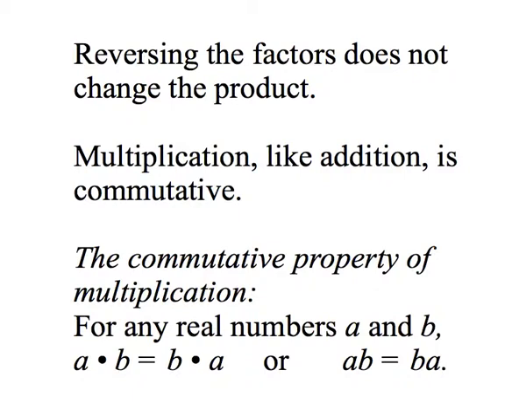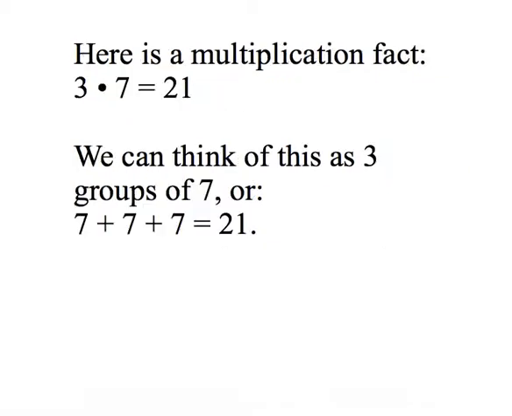And when you're working with variables, we can write them side by side. No times symbol is needed, but we know that it means times. To say ab is equal to ba, that means a times b is equal to b times a.